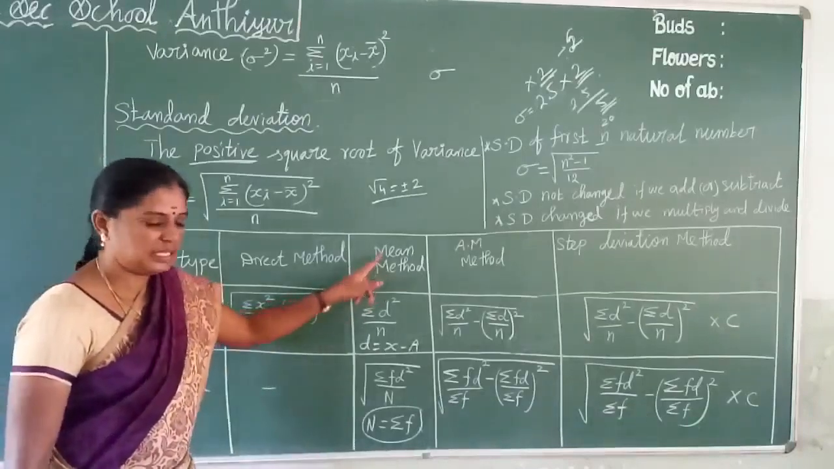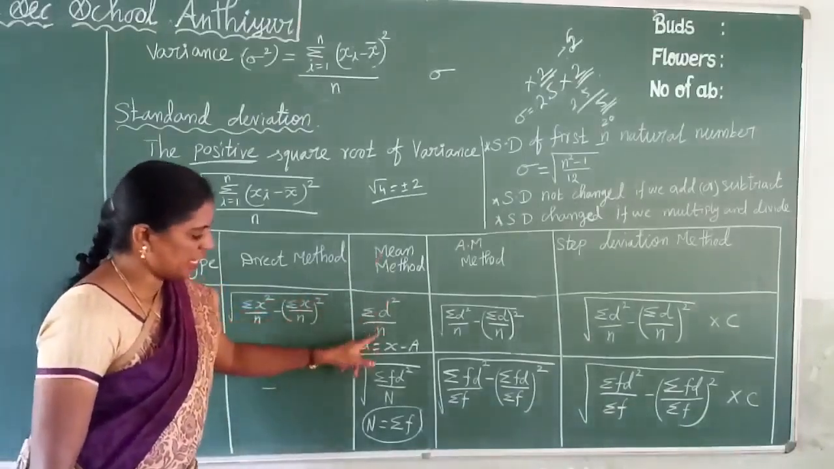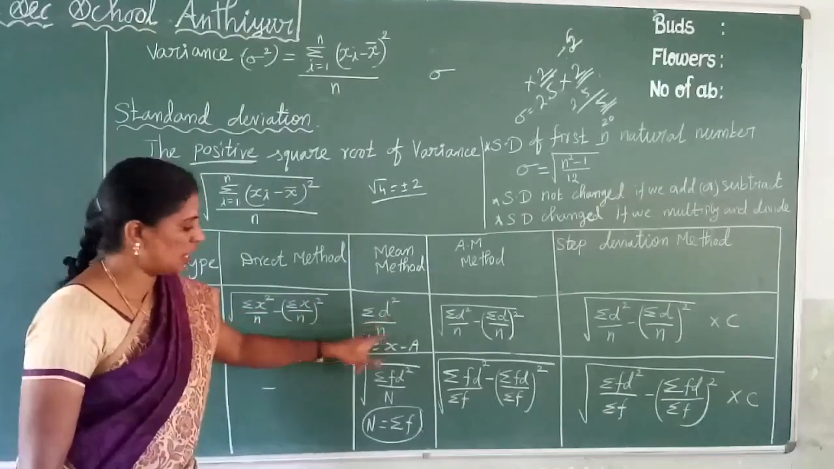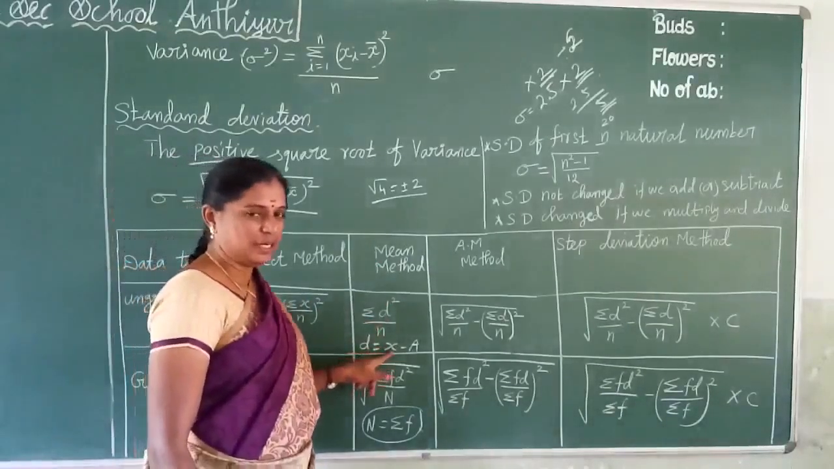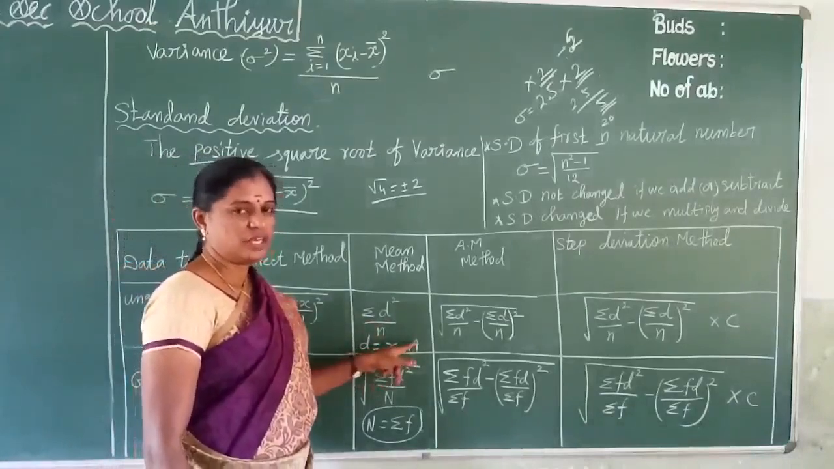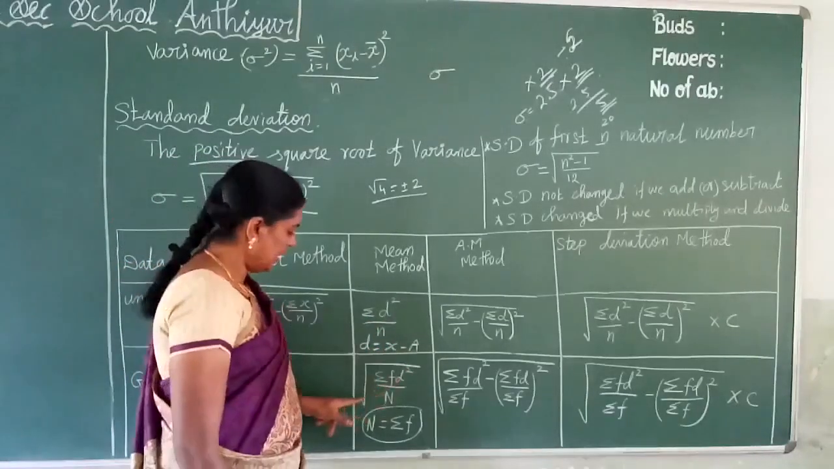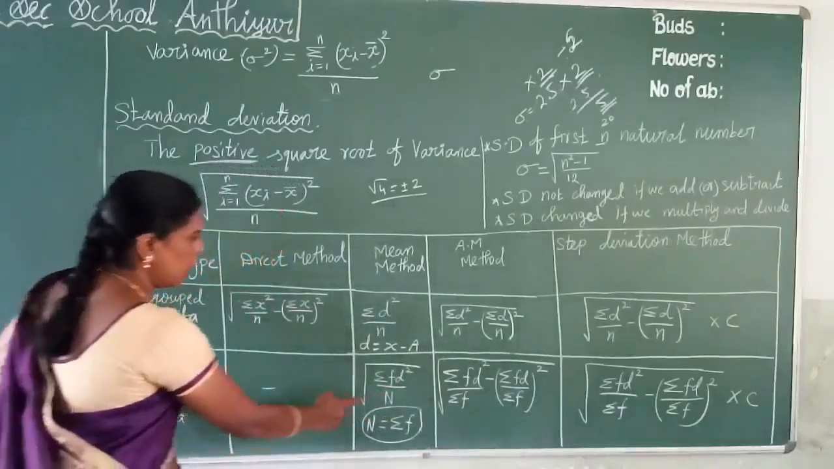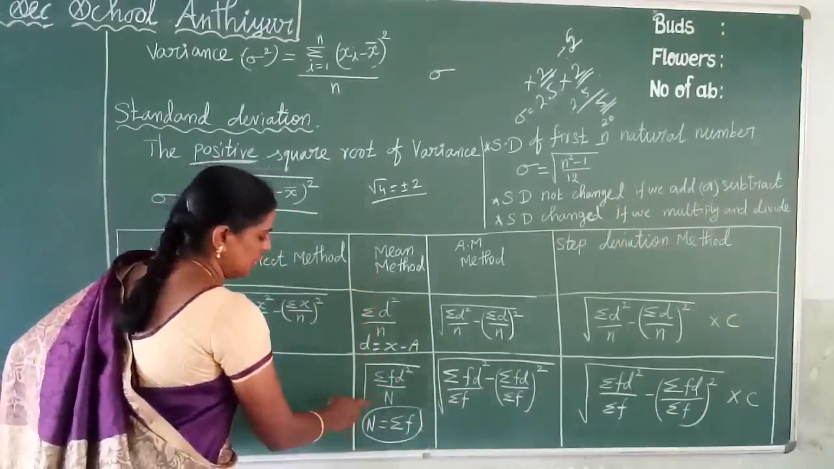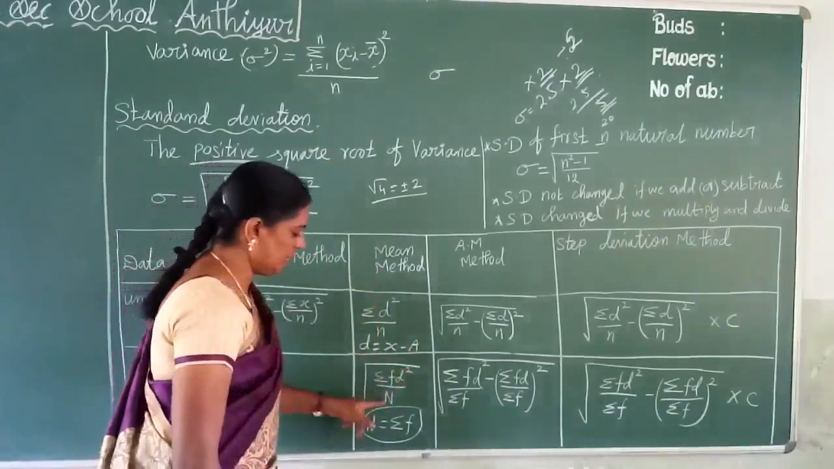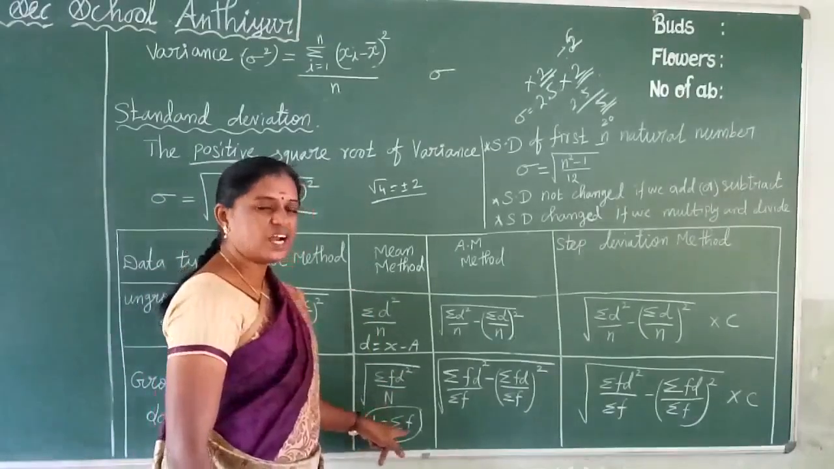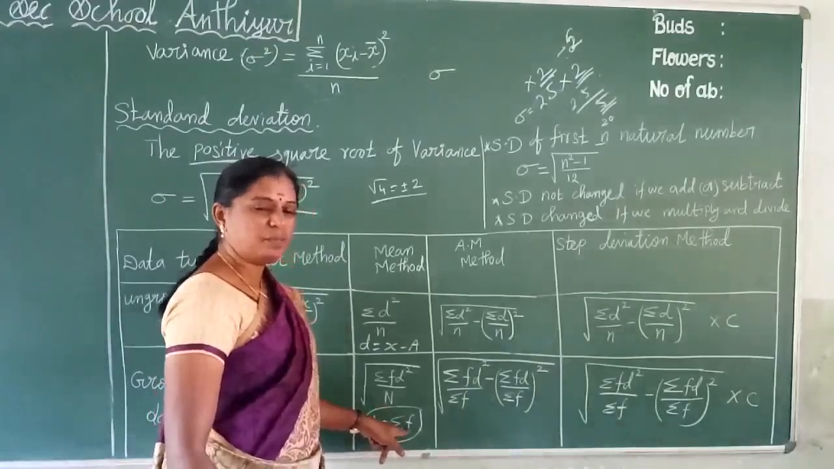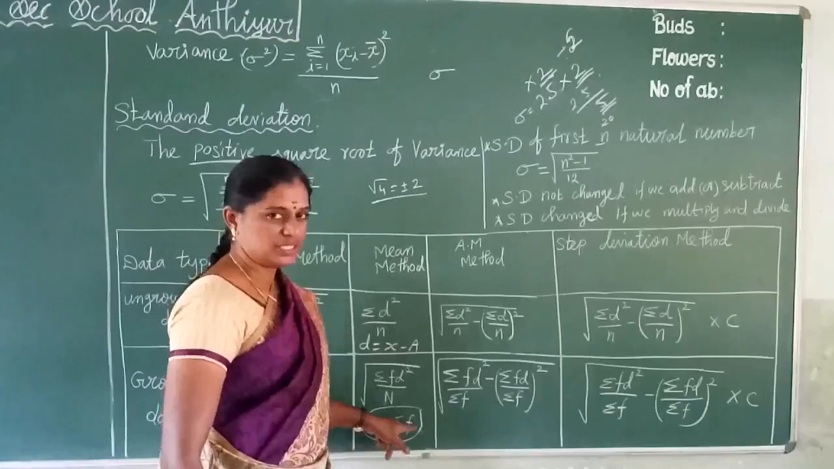Next, the mean method: summation d square by n. Here d is for deviation. How to calculate deviation? x minus a. x is the given data. a is the assumed mean. We calculate the assumed mean. And for grouped data, how to calculate using the mean method? Root of summation f d square by capital N. Capital N means summation f, that is, add all the frequencies. Small n means number of observations. Capital N means add all the frequencies.